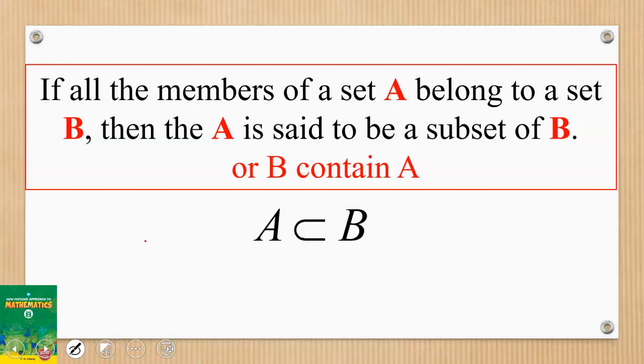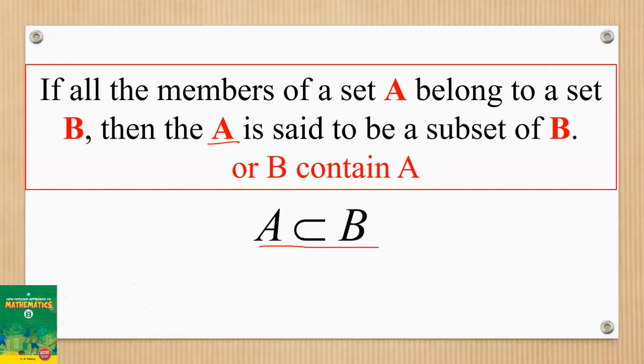So if all the members of a set A belong to a set B, then we can say A is said to be a subset of B. That means all of set A belongs to set B. Or we can say B contains A, and we write it like this, like we said earlier on: A is a subset of B.